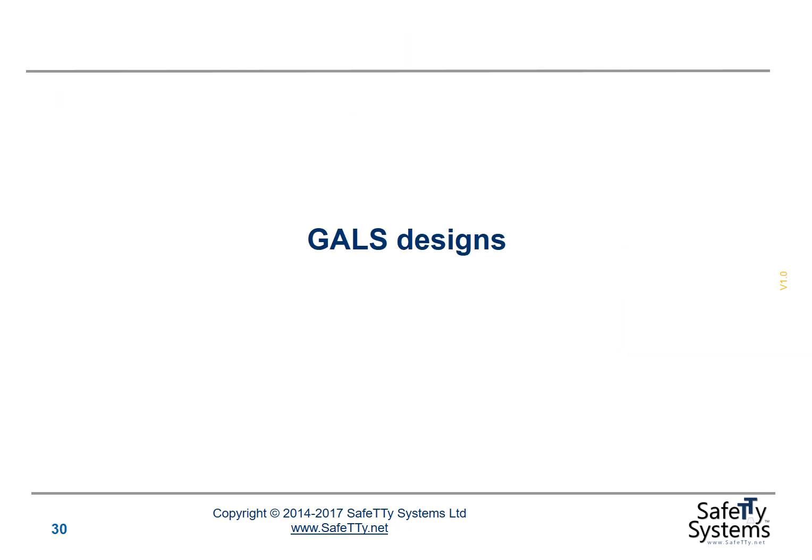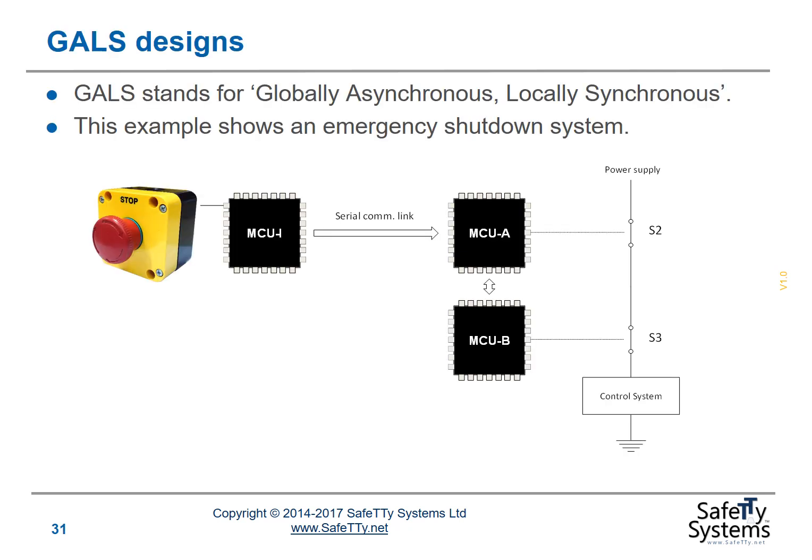Now let's consider GALS designs. GALS stands for Globally Asynchronous, Locally Synchronous. This example shows an emergency shutdown system. So we might have MCU I running a standard TTC scheduler. As we've discussed in the last few slides, we might have MCU A and MCU B in a duplicated arrangement running a shared clock scheduler to synchronize the activity on MCU A and MCU B.